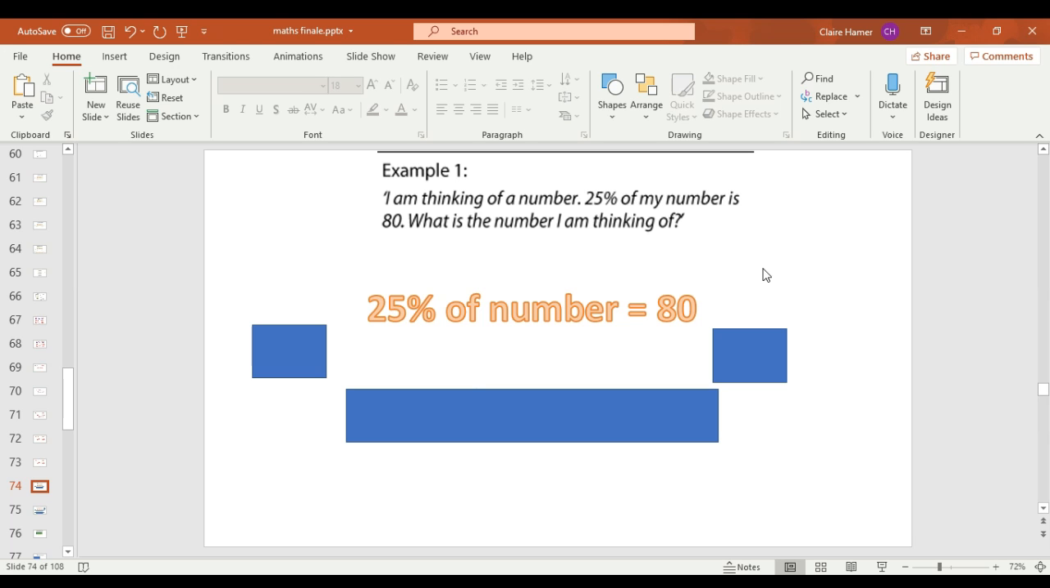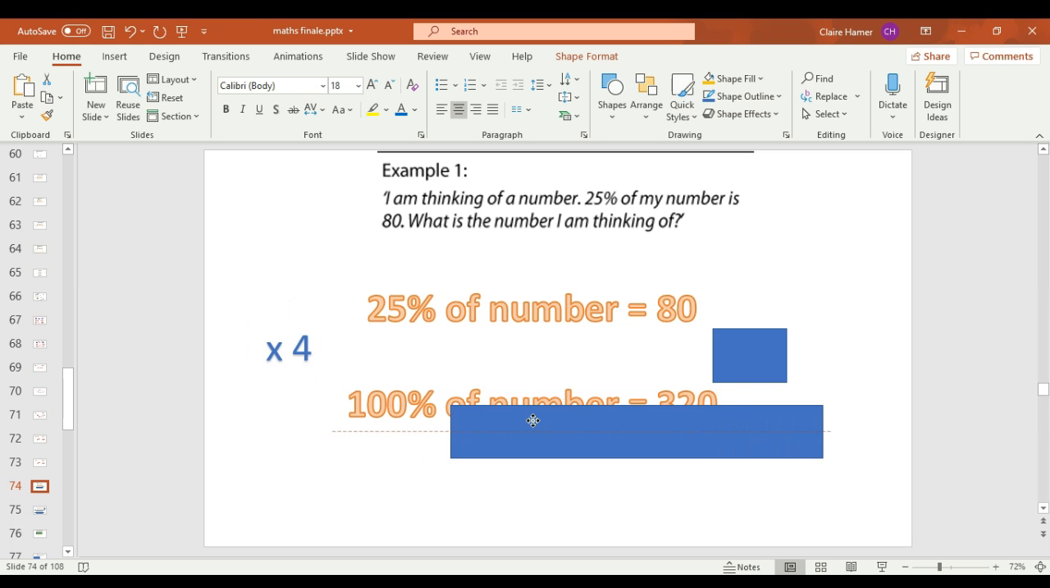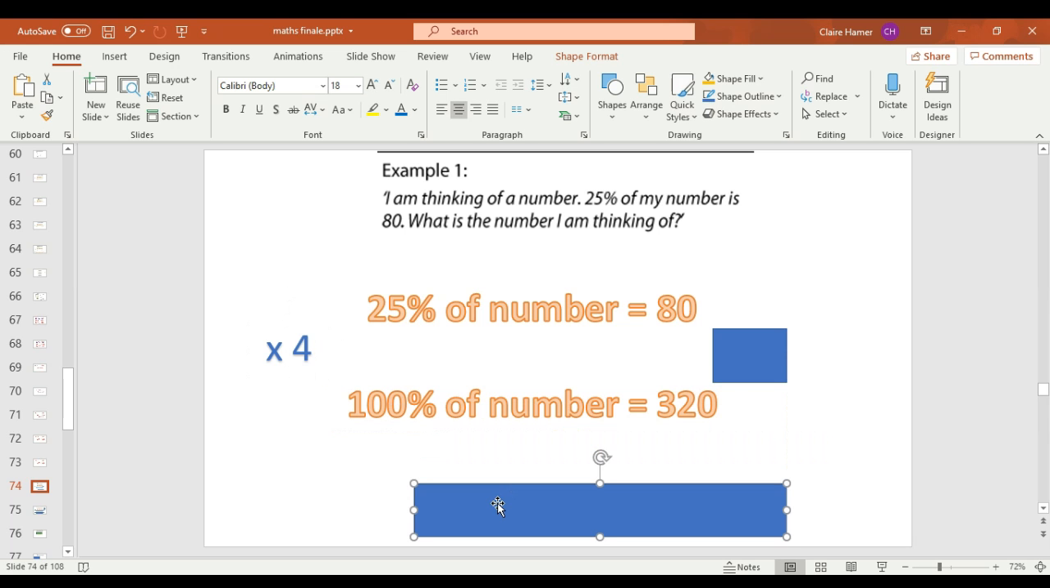Pause the video. I'm sure you can do this one. Right, I know that 25, 50, 75, 100. I know that you can times 25 by 4 to get 100. So if I times the percentage by 4, I times the amount by 4. So in this case, the number that this person was thinking of was 320.